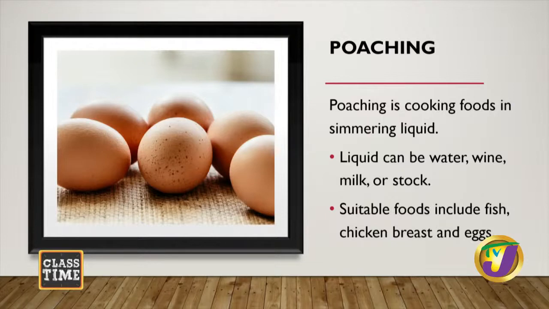Now let's look at poaching. Poaching is another moist method of cooking, and poaching is not a method that we employ a lot in Jamaica. However, I encourage you to do it. It's very easy. It's similar to boiling in that the food is immersed, but the temperature of the water does not reach boiling temperature. It's actually on a simmering flame. So that will be about 80 to 85 degrees Celsius.